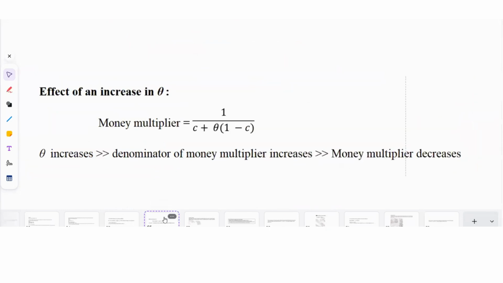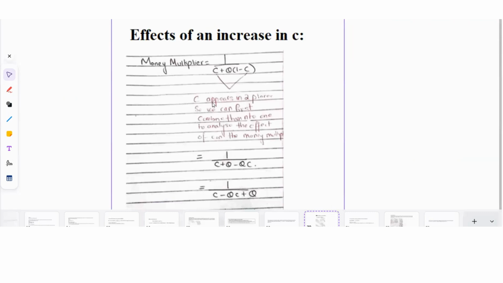So we have already looked at the effects of an increase in theta. Now, if we move on to the effects of an increase in C, we know the money multiplier is 1 by C plus theta, 1 minus C. Now, C appears in two places. So what we'll first do is combine these two C's into one so that we can analyze the effect of the change in C on the money multiplier. Right now, it's appearing in two places. So we'll combine it into one so we can easily see what happens to the money multiplier if C changes.